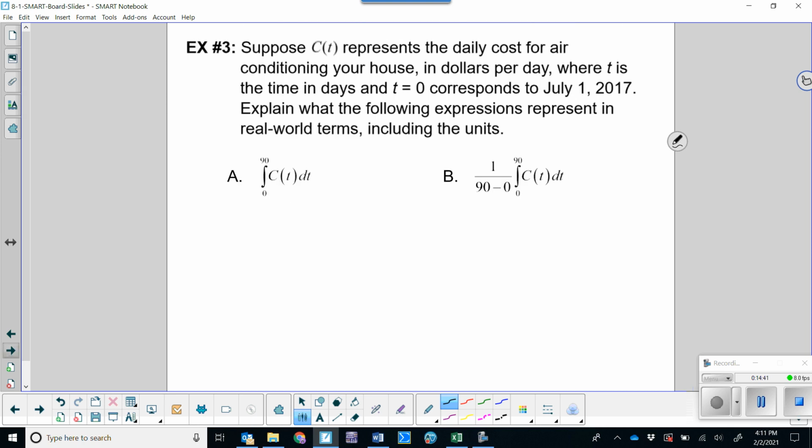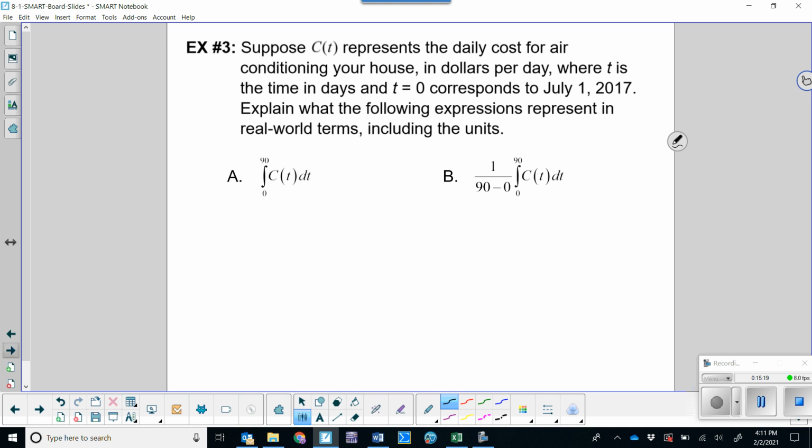All right, example 3. So here we suppose that C of t represents the daily cost for air conditioning in your house in dollars per day, where T is the time in days, T equals 0 is July 1st, 2017. Explain what the following things represent in real-world terms, including the units. Now remember, this is a very important part of calculus test. You have to be able to interpret, okay? And if you can interpret, you could also write them if you needed to write them, if you knew the interpretation.